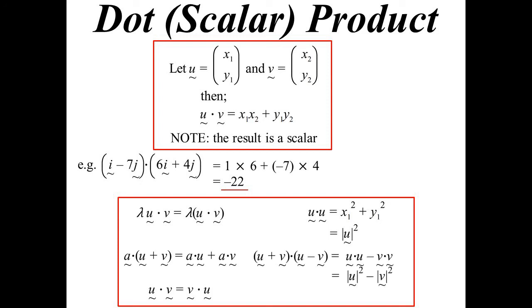And again, this is just illustrating the normal rules of algebra apply. It's sort of like the difference of two squares, but look what ends up happening with this one. Because we'll end up with u dot u minus v dot v, and we sort of do get the difference of two squares, but it's the difference of the magnitudes squared it ends up being.